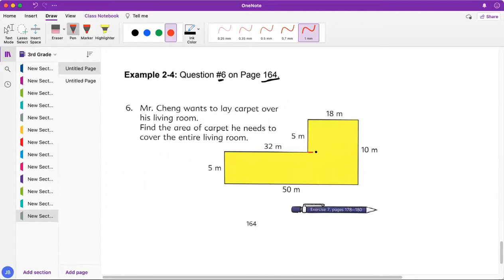We can cut it with the red, or we can go with the blue. What do we think? What do we want to do? Red or blue? Blue. Blue. All right, I'm hearing blue. So let's see, we'll do it in black, though. All right, so what is the area of this piece?